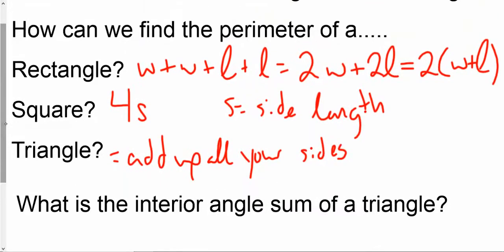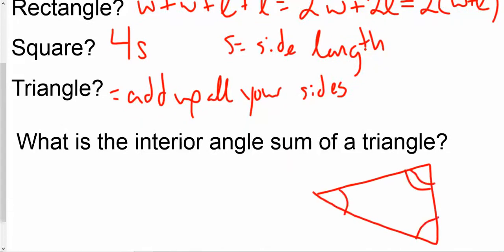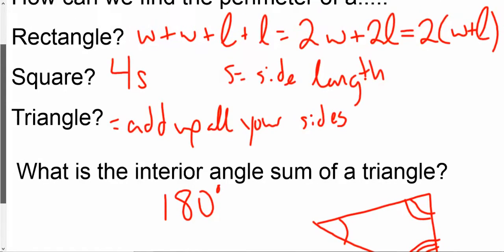The last thing we want to talk about is the interior angle sum of a triangle. So what we mean is, if we were to take all 3 of these angles and add them up, what would they be equal to? And the answer is 180 degrees. So you're going to see specifically us talking about this and perimeter of a rectangle later on in the lesson. So make sure you keep those in mind as we move forward.